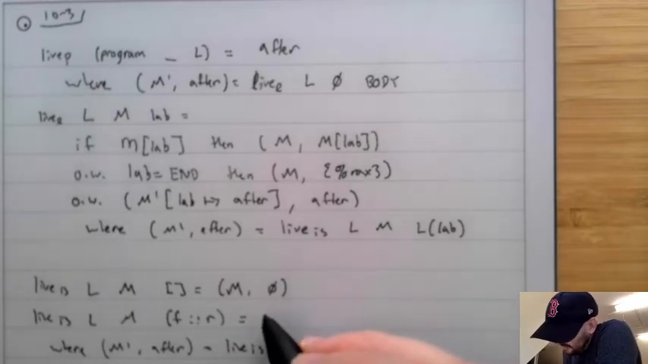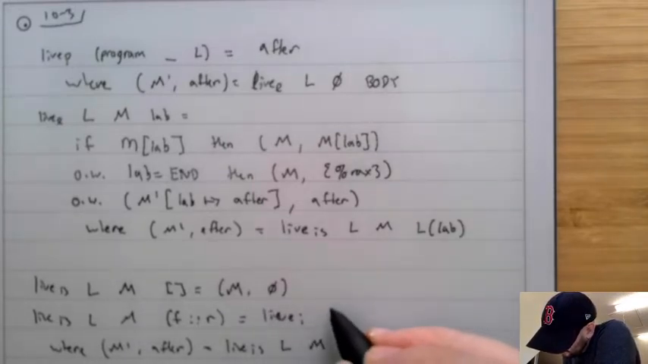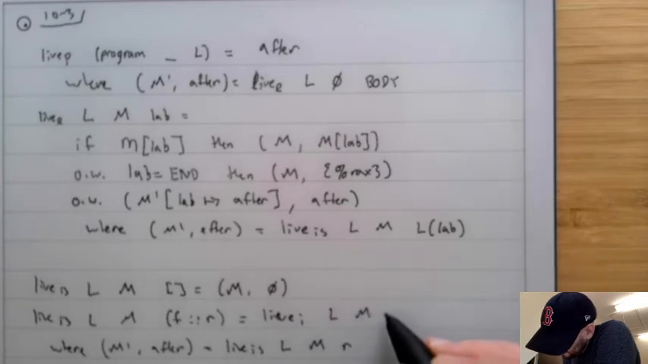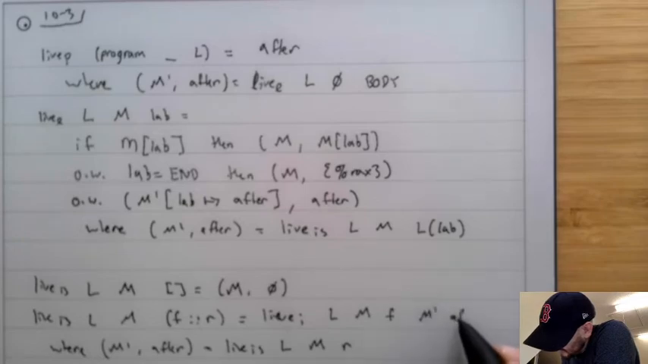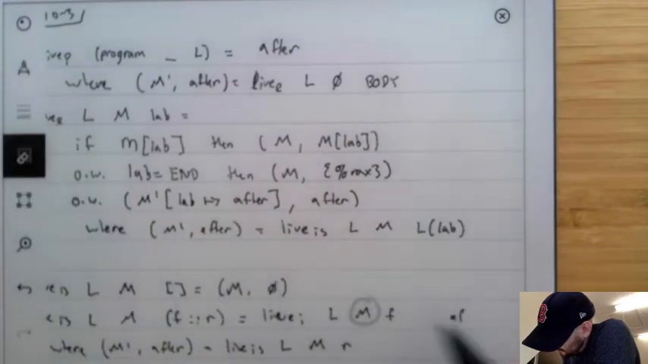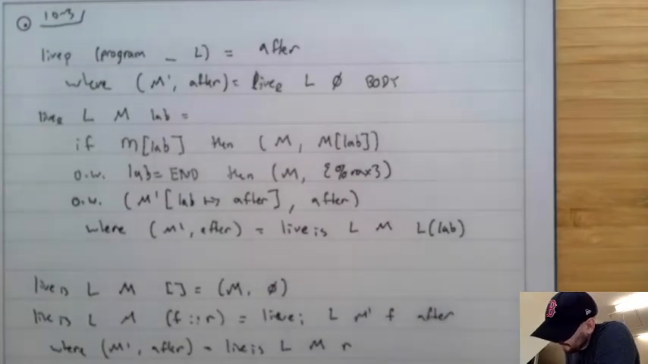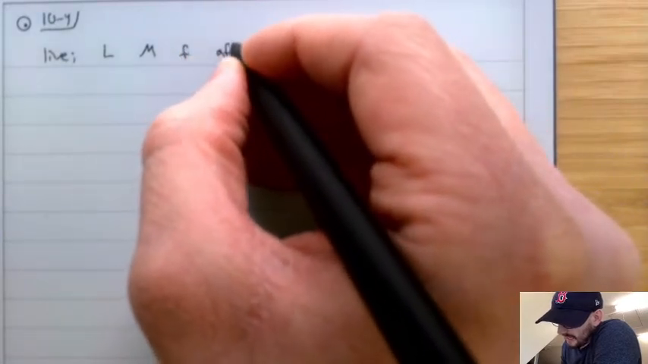Then we're going to call this little helper. It's going to be called live I, and we'll give it L, M, F, and we'll give it M prime and after. Okay, now let's switch pages and look at what that thing is. So this is 10.4. So live I gets in L, M, F, that's the instruction, and then the after set.